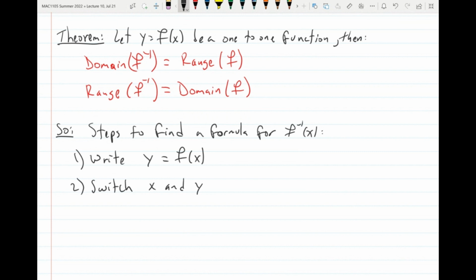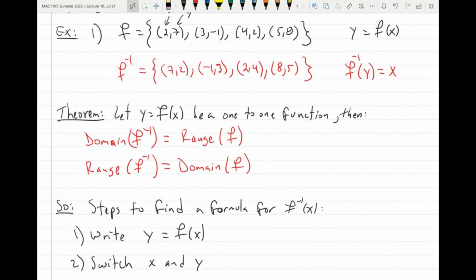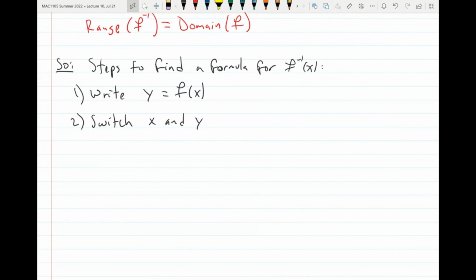Wherever you see an X, you put a Y. Wherever you see a Y, you put an X. Okay? That's what we're doing here by flipping the other traits. And then you're going to have an equation with X and Y. So now what you do is solve for Y.